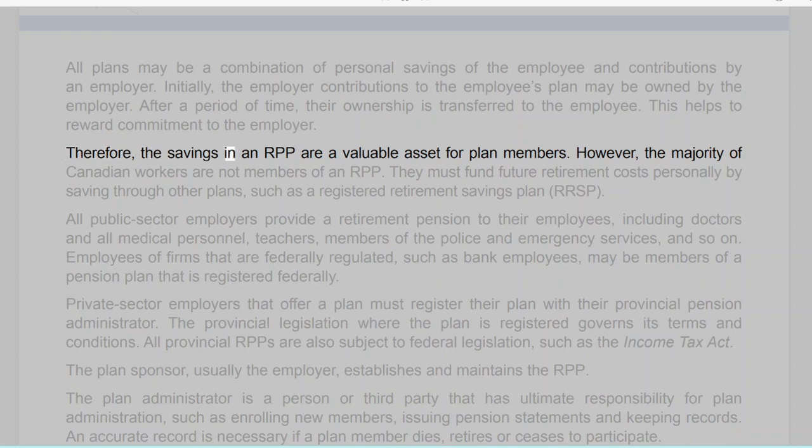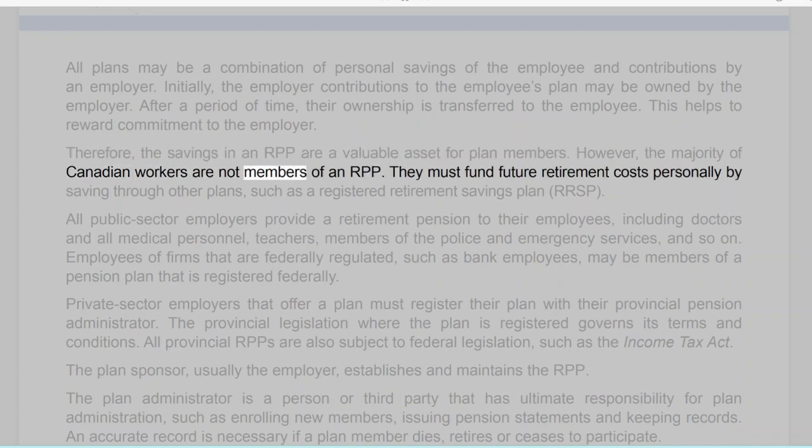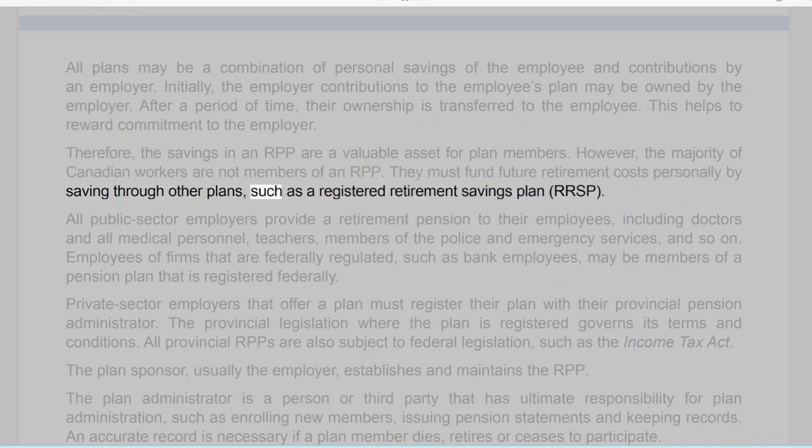Therefore, the savings in an RPP are a valuable asset for plan members. However, the majority of Canadian workers are not members of an RPP. They must fund future retirement costs personally by saving through other plans, such as a Registered Retirement Savings Plan, RRSP.